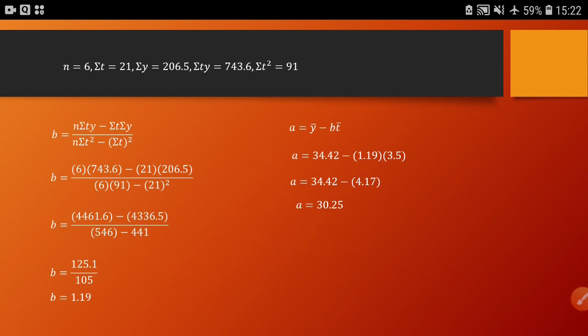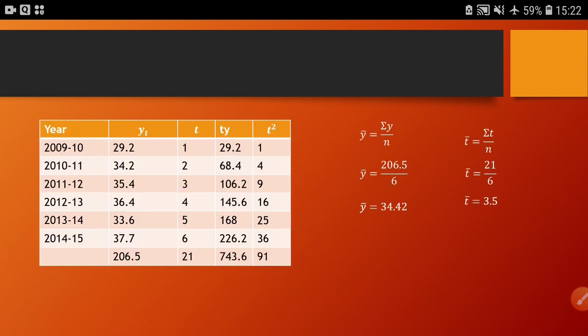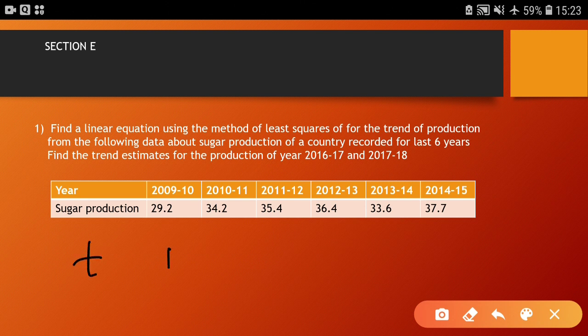Now what is the question? Let's go back to the question. In the question, 2009-10 is 1, 10-11 is 2, then 3, 4, 5 and 6 are there. What is asked to you? First of all, the linear equation is asked. So we have solved the linear equation. Y cap is equal to that. So that is the linear equation.